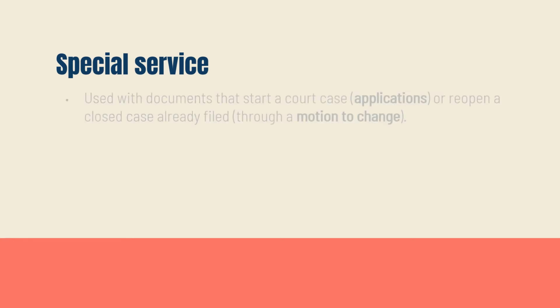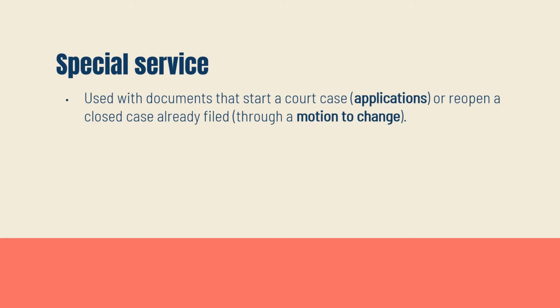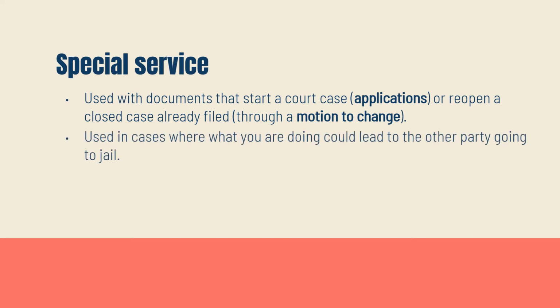Special service is the only method allowed when starting or restarting a court file. You use special service when you have to serve documents that start a court case, called applications, or documents that reopen a closed case, called motions to change a final order or agreement that was already filed with the court. Special service is also used in cases when what you are trying to do could lead to the other party going to jail, like a notice of contempt, or a summons, or default motions that include a risk of imprisonment.